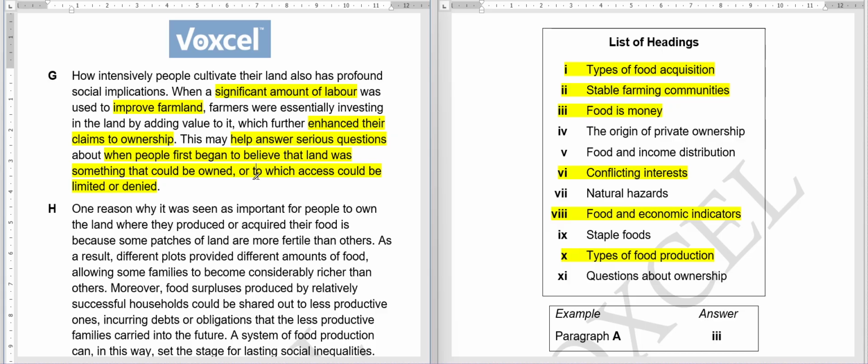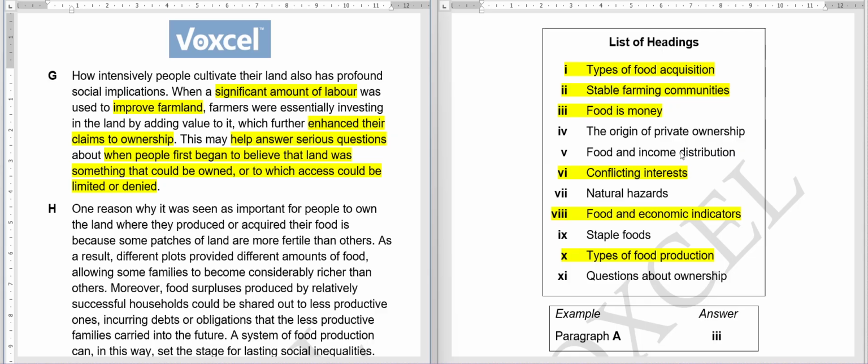Okay, time's up. Let's read the options together. Fourth, the origin of private ownership. Can this be our answer? No. I believe a lot of students might have opted for this option because they would have thought private ownership is also something about ownership. Here later is written claims of ownership, but this is not the origin. So here they are saying this may help answer serious questions. So what kind of question? But we don't know when it started. So when people began, this can answer this question, but when people started, we don't know about the exact time or thing like that. So that's why the fourth option cannot be our answer.